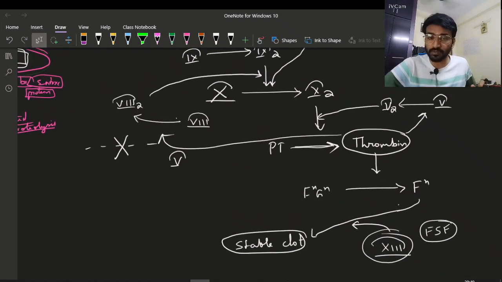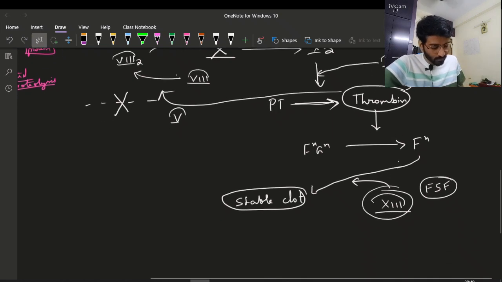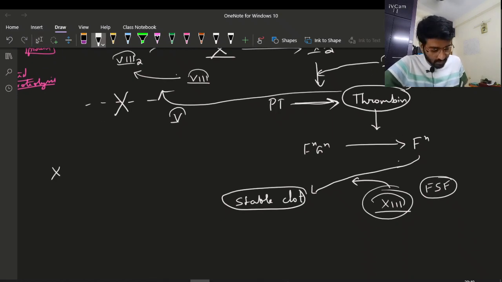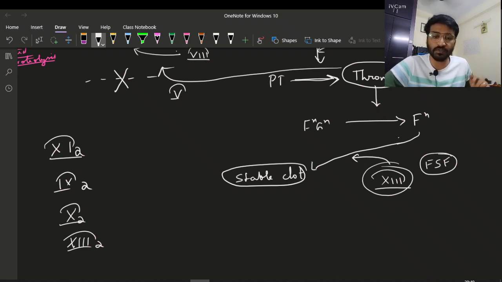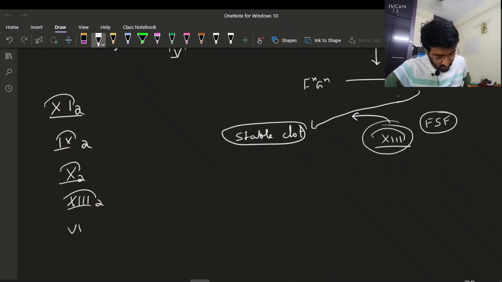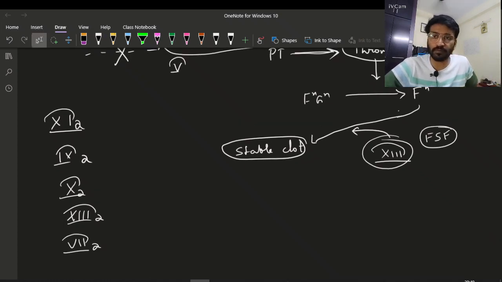Where is calcium used? The calcium is used in a few places. That is, one is 11A, 9A, right? 10A and 13A to stabilize the clot. These are the places where calcium is used. Also in 7A. Also in 7A. This is the extrinsic part. Okay, 7A. Here is the calcium used.